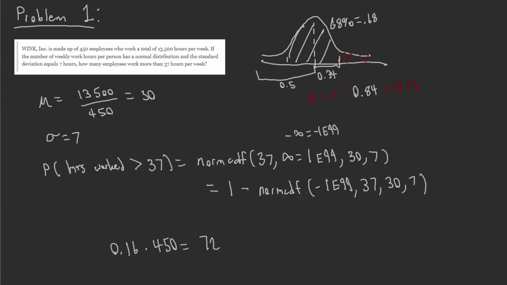I think if you do this probability with the normal distribution, I think the rounding will give you 71, but these are just fine. We're approximating here, and so these would be acceptable answers. And so this should be the approximate number of employees who do work more than 37 hours per week.